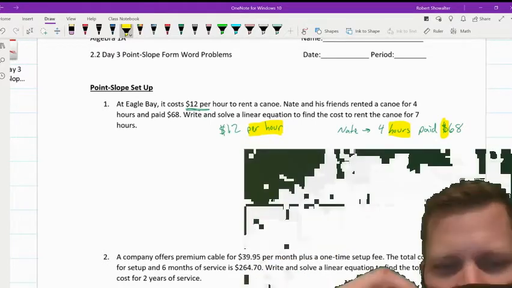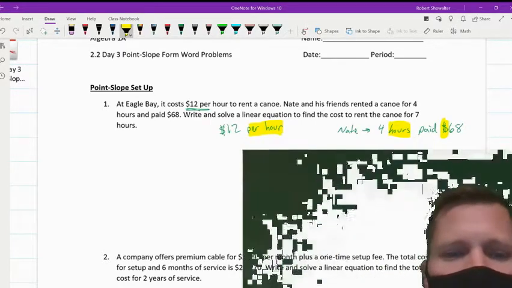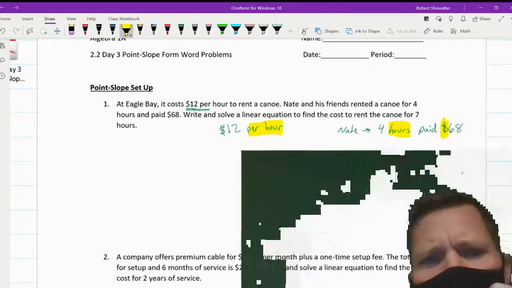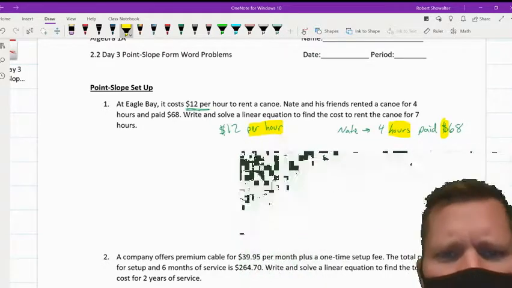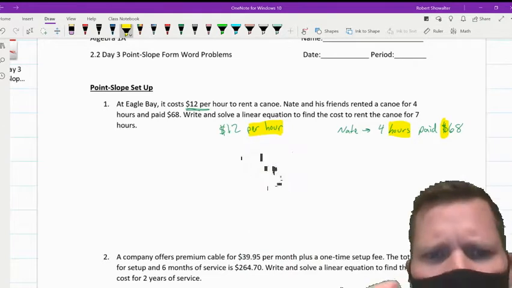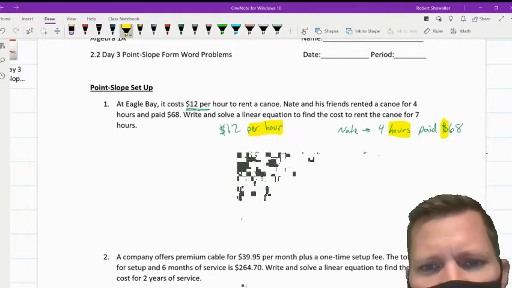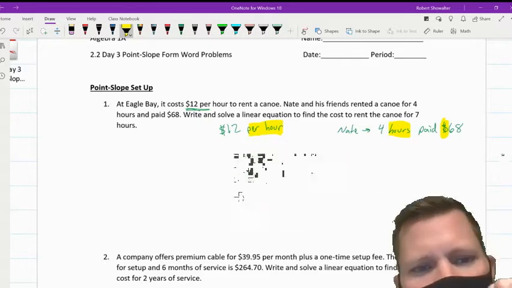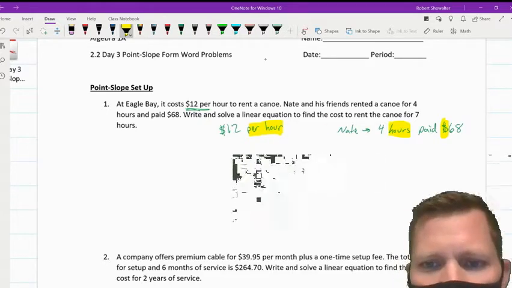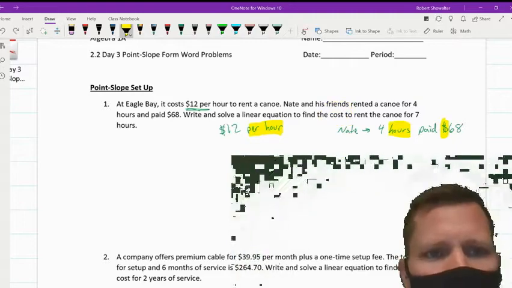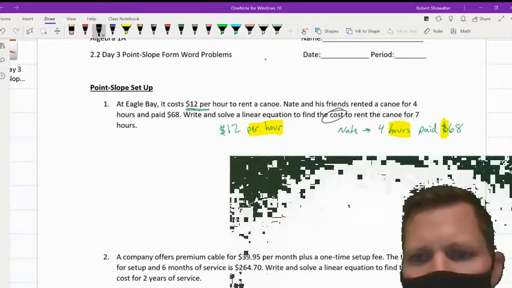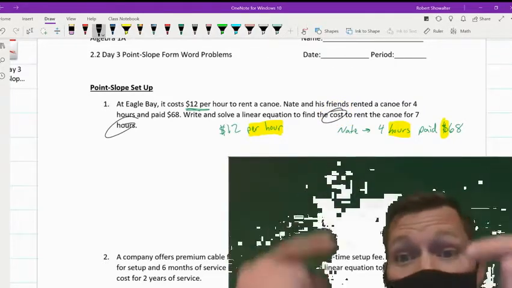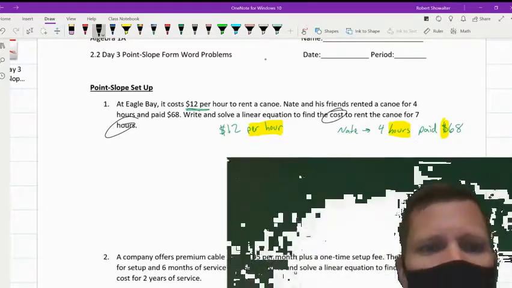So now we dissected that first two sentences. Now let's look at the question or the prompt or the purpose of the statement of the problem, where we're going with it. Purpose statement, prompt, right? Write and solve a linear equation to find the cost to rent the canoe for 7 hours. Cost, there they are again, cost, hours. Boom, guess what our variables are?